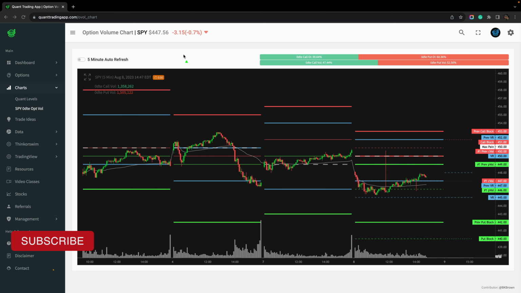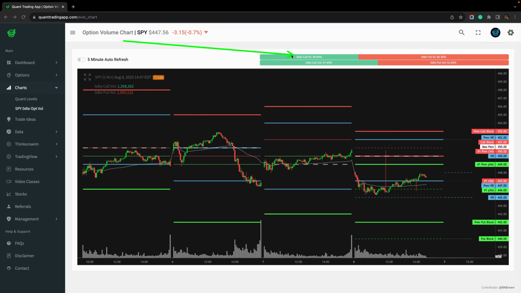To explain this page, let's start from the top left. This is the name of the page, the options volume chart, because the majority of these levels that we're seeing generated on this candlestick chart will be based on the SPY's options volume. We'll get into that in a second. This is the SPY last traded price, and then the net change on the day. We have this auto refresh button here, and we'll get to that in a few minutes.